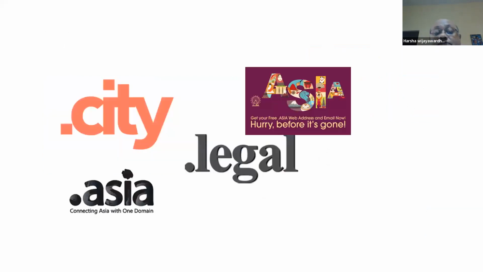Right now, next one. These are the other ones than those earlier ones. You can see .city had come, .legal had come, .asia, which was somewhere in 2008. I remember that with .asia, they were trying somewhere in early 2000. They were really asking for .asia to represent Sri Lanka. So this is the .asia web address and email now. Hurry before it is gone. That's their way of actually doing it. It's primarily run from Singapore, Afilias, so that's from that side of the world. The Asian countries are very keen on these particular top level domains.